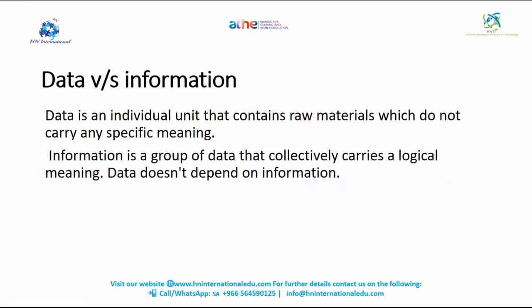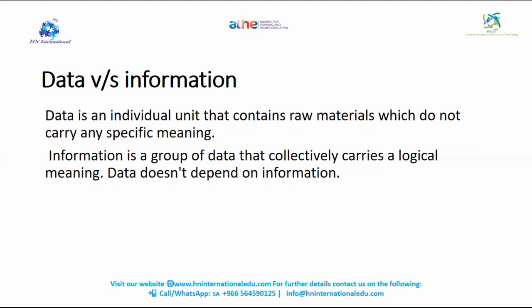So here we need to understand the difference between data versus information, because we are constantly talking about the information system. Information is something that is different from data. Data is an individual unit that contains the raw material, which does not carry any specific meaning. If you are talking about a manufacturing firm, there is something called raw material that is just picked up to make the product that they are actually selling. So this is data, and we cannot rely on data alone for the concepts that we are working on.